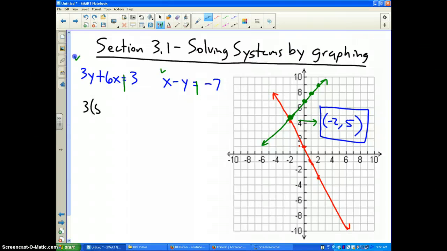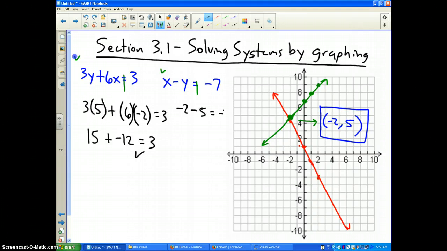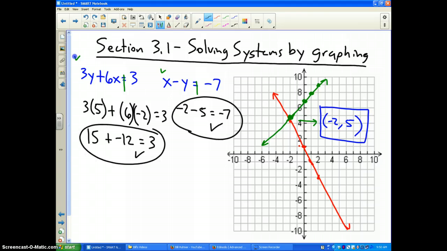If I put in 5 for y plus negative 2 for x, does the first equation work? Well, we get 15 plus negative 12. Does that equal 3? Yes, it does. So that checks. The second equation, I'm going to put in negative 2 for x minus 5 for y. Does that equal negative 7? Well, yeah, it does. So therefore, since both equations work, our solution to the problem and the answer that you write down is negative 2, 5.